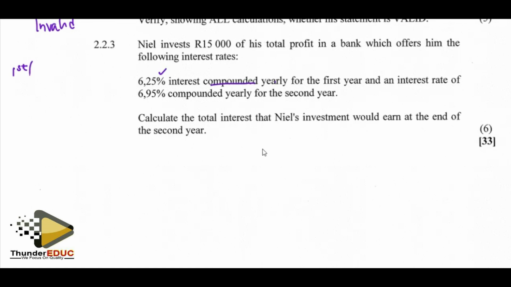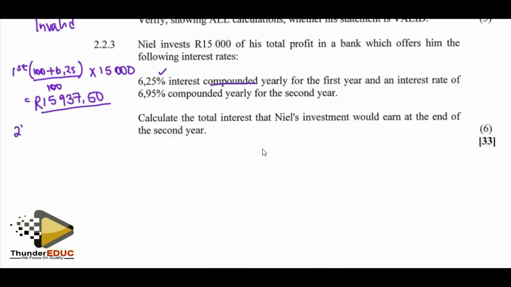So first year I would say 100% plus 6.25% over 100. I'm doing this because I'm increasing. This is compound interest. So times the money. The moment I use this, this is the answer I get. This will be the money the person will have at the end of the first year, which is 15,937 rand 50 cents.